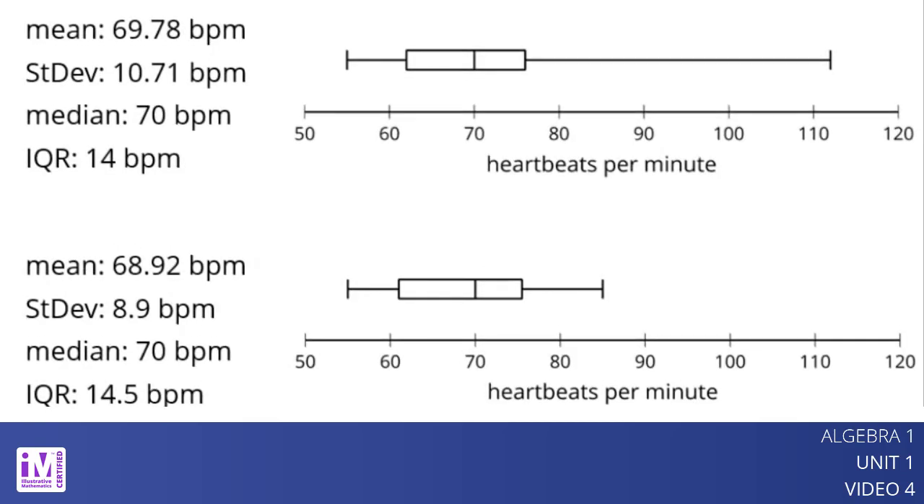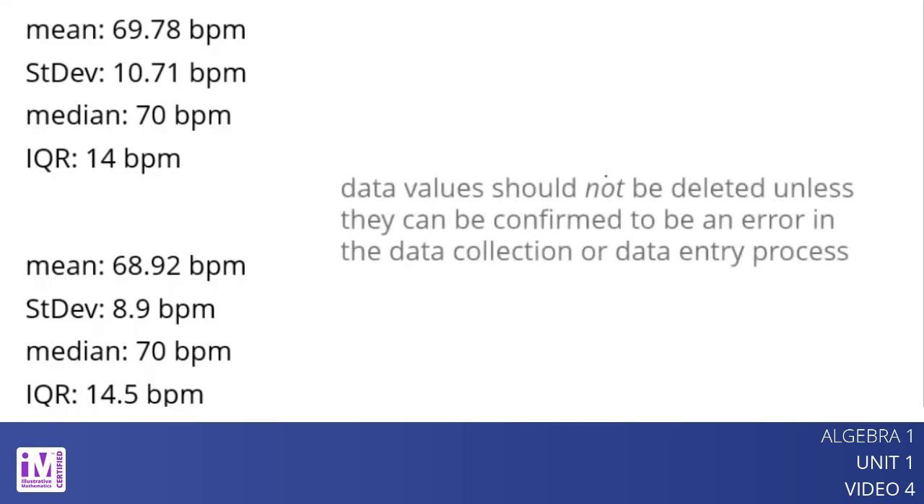The source of any possible errors should always be investigated. If the measurement of 112 beats per minute was found to be taken under the right conditions, it should not be deleted so that the data reflect the actual measurements. If the situation cannot be revisited to determine the source of the outlier, it should not be removed. To avoid tampering with the data and to report accurate results, data values should not be deleted unless they can be confirmed to be an error in the data collection or data entry process.